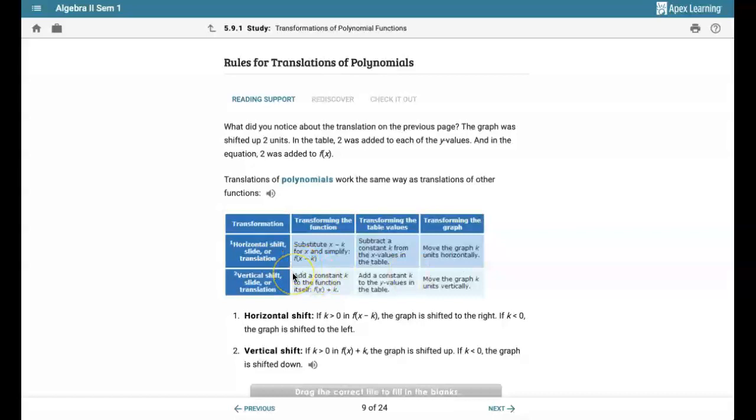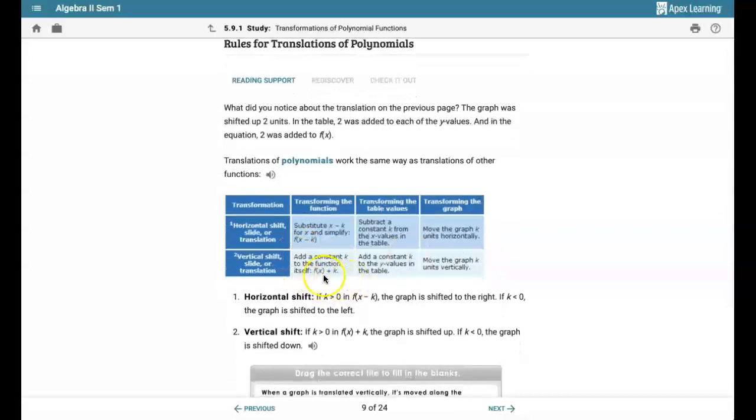Vertical being my up and down, I'm just going to add it to the outside, versus my horizontal, which is going to be x minus the quantity, so inside those parentheses. And again, remembering that if I subtract a value, I'm moving it to the right, and if I add a value, I am moving it to the left.